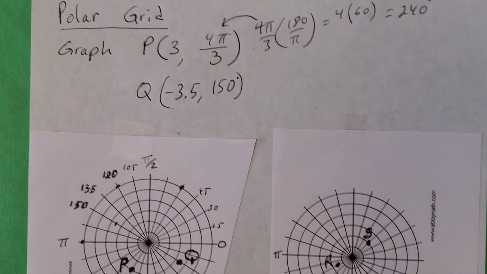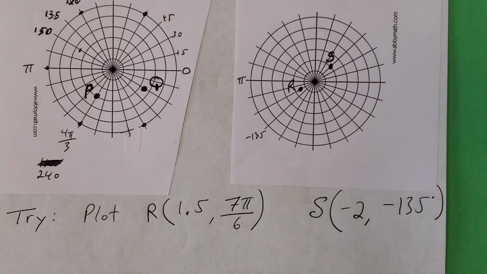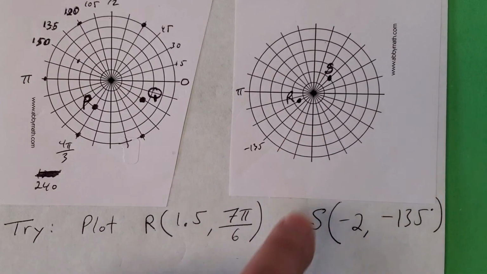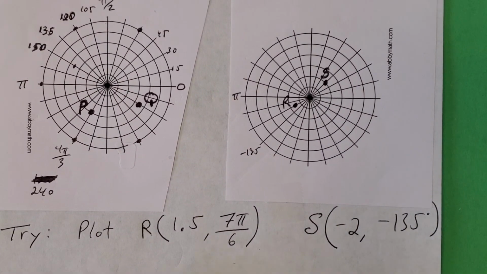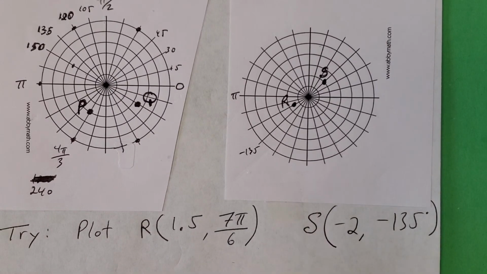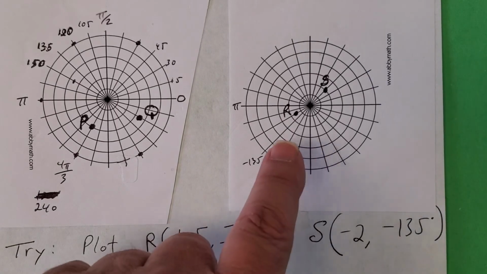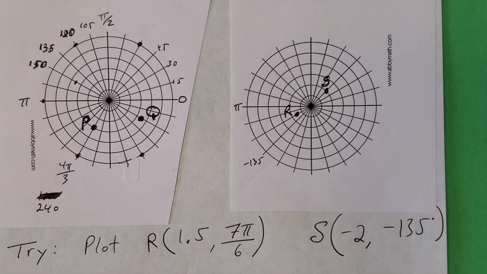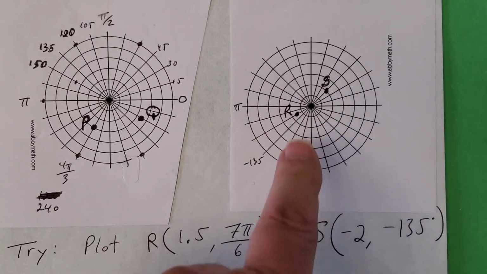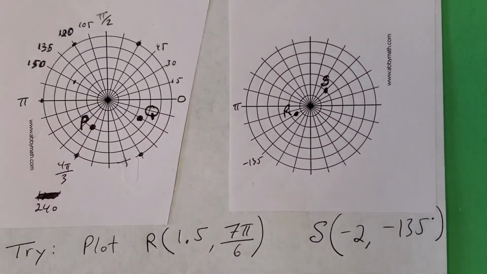Well, now you see the answers. But I was going to have you try plotting these 2 points, R and S. I don't know why I put that up there. I guess I didn't have enough space here. At least stare at it and see why R is there and S is there. If you don't understand how I got R and S to be there, just ask me next time I see you.